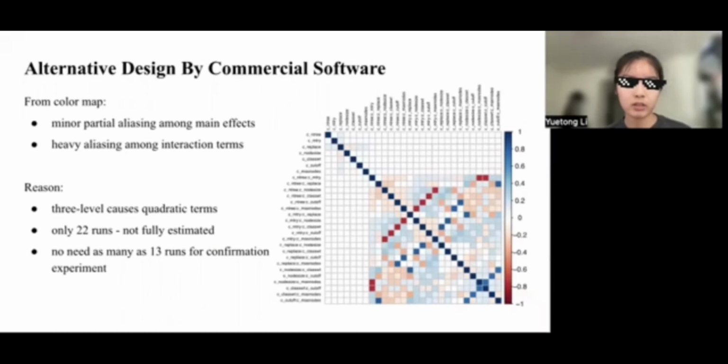To analyze the alternative design, we plot the color map to check the collinearity. The map shows there's minor partial alias among main effect and heavy alias among the interaction terms. However, there's no such problem between main effect and interaction terms. Overall, we still choose I-optimal design because most parameters in this alternative design have 3 levels, but we only have 22 runs, which makes more quadratic terms with less chance to be estimated. Besides, we can have a maximum number of 35 runs to test the experiment. We don't need 13 runs to do a confirmation test, which is very economically inefficient.